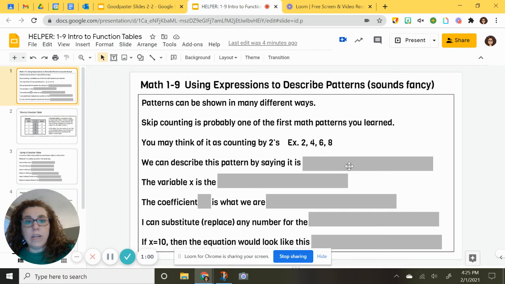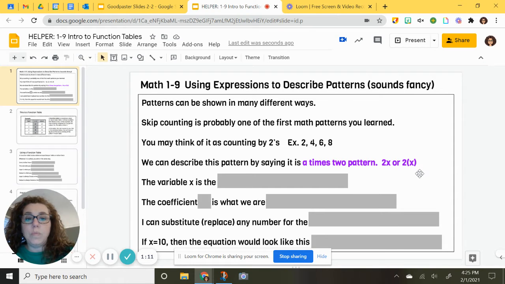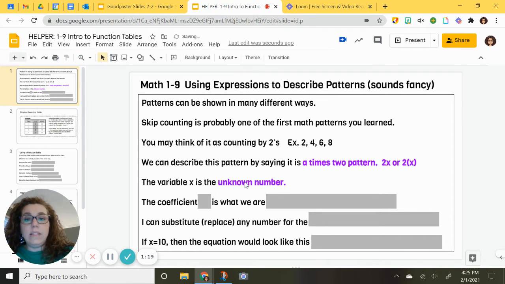But now that we are in 6th grade, we would call it a times 2 pattern, or a 2x, or 2 in parentheses x pattern. The variable x is the blank. It's the unknown number. So remember, the variables are what we do not know. The coefficient is going to be the number in front of the variable, which in here is 2. And it's what we are multiplying by. So remember, coefficient goes with multiplying problems.